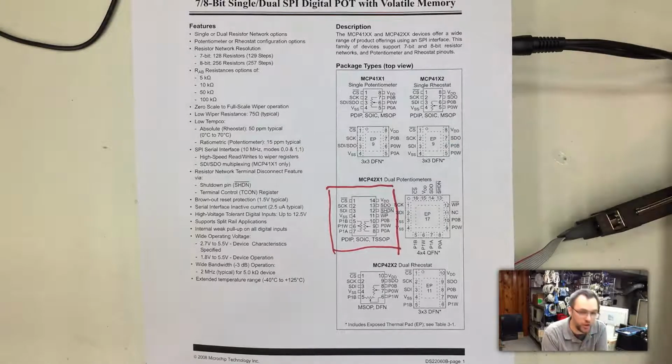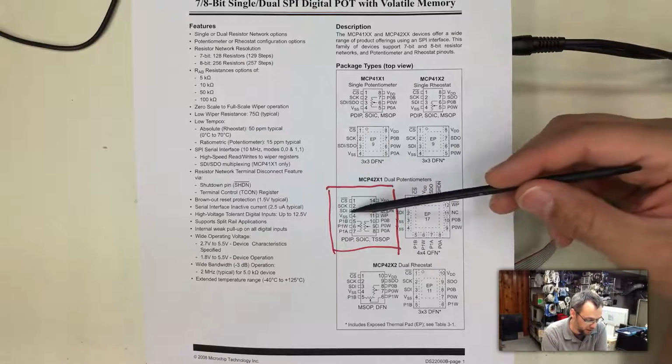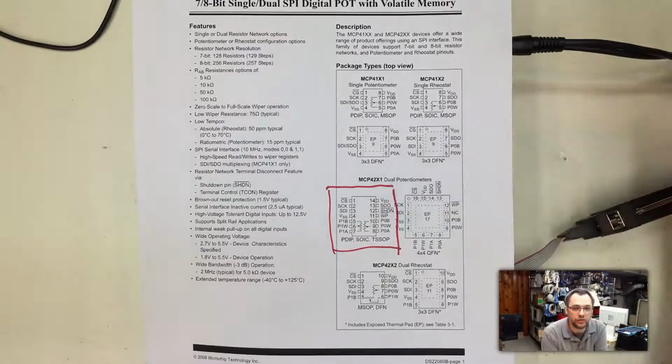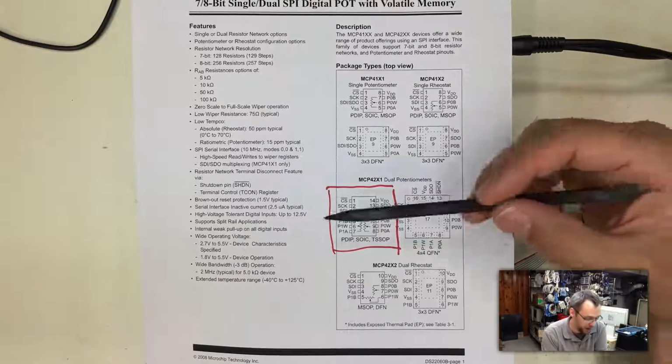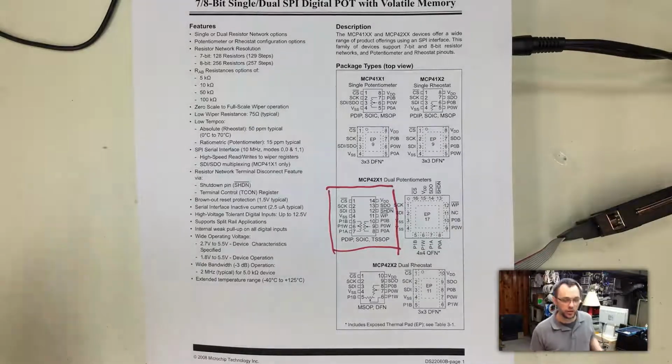The CS pin, chip select: when that pin is low, that means any data that's received on the data pin here is valid data for this chip, and when that's not selected, it's the reverse. It just ignores it.